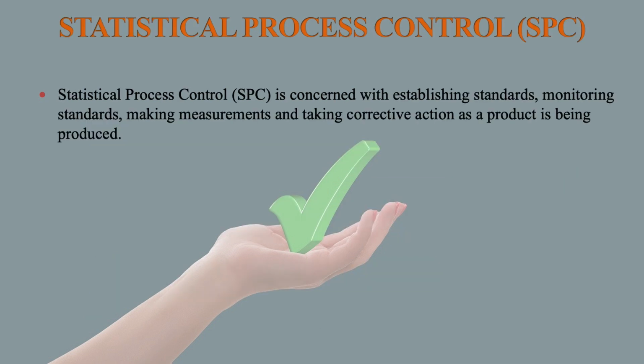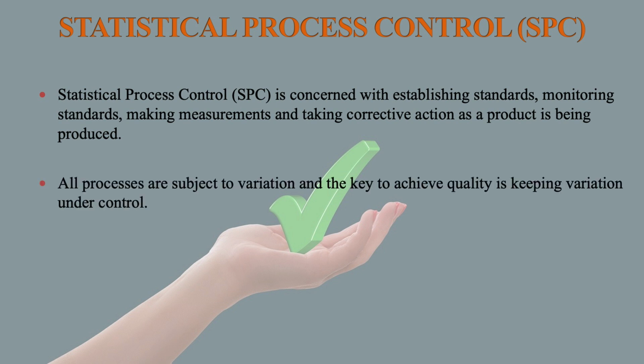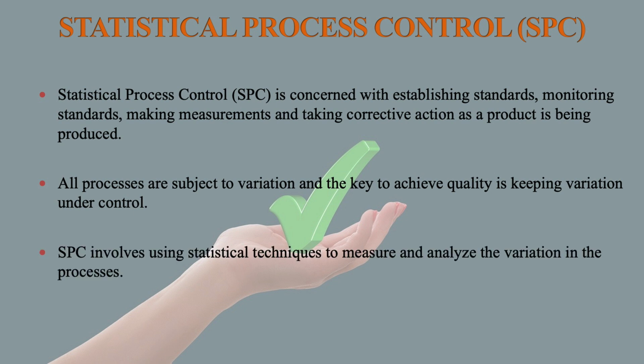Statistical process control is concerned with establishing standards, monitoring standards, making measurements and taking corrective action as a product is being processed. All processes are subject to variation, and the key to achieving quality is keeping variation under control. SPC involves using statistical techniques to measure and analyze the variation in the processes.